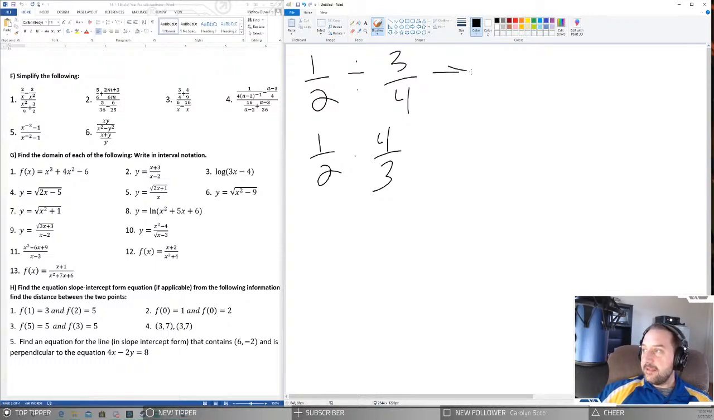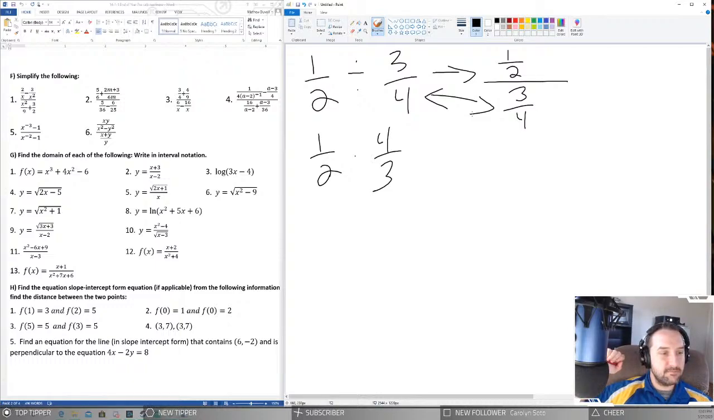Well, I could rewrite this as 1/2 over 3/4. Those are the same exact statements. So all these are just fractions divided by fractions. Now, the difference is that we're adding and subtracting in between a lot of these fractions. So that tells us as mathematicians, we just need to do one extra step and combine them together.